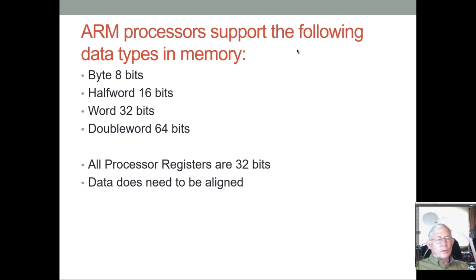So the ARM processors, and that's not just the M0 Plus, but all of them, support the following data types: byte, half word, word, and double word. All the processor registers are 32 bits, and data does need to be what's called byte aligned. What that means is that if you're referencing a single byte, then any address will be valid. If you're referencing two bytes together, or a half word, you can only reference even addresses, because odd addresses are illegal. That's because the half words are lined up from beginning to end, and you have to treat them as such. And if you're addressing a full word, those also have to be aligned, on every four bytes, so that would be 0, 4, 8, and C addresses for the lower hex digit. And then double words would just be double that.